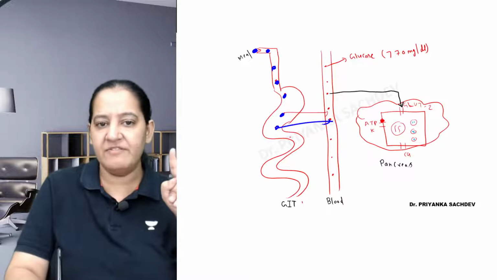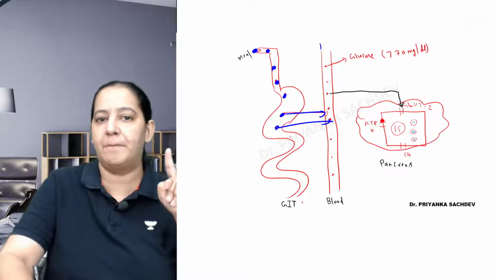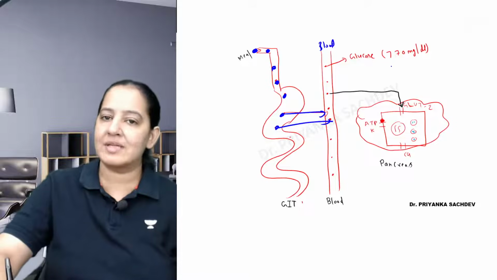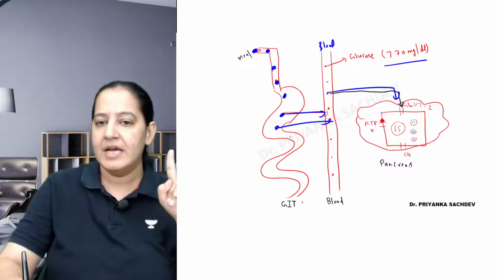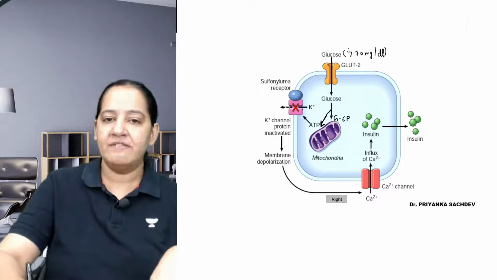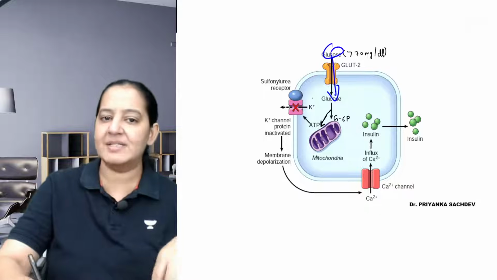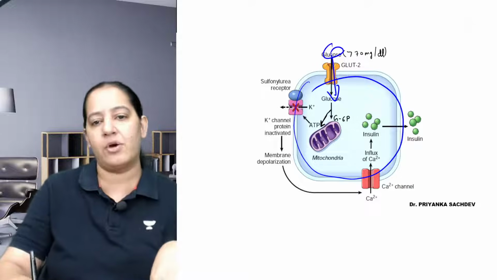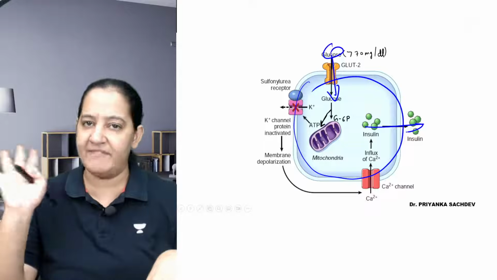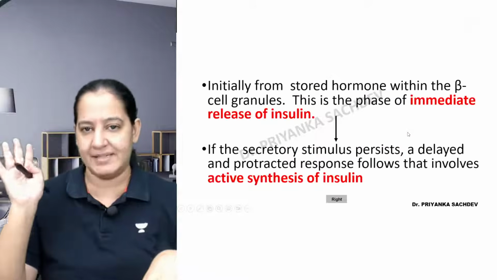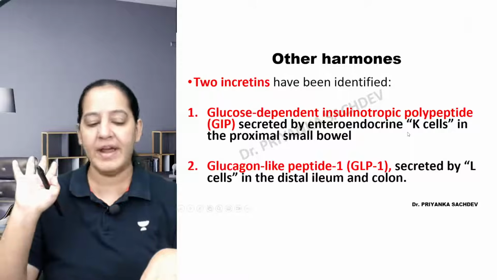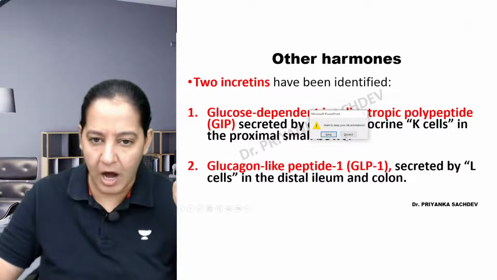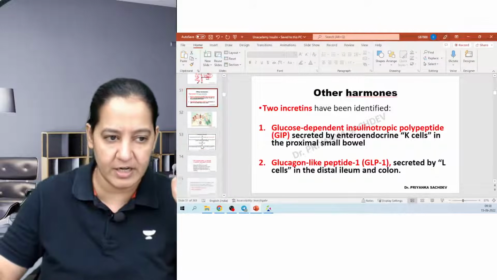From the intestine, when the glucose is absorbed and reaches the blood, and the blood glucose concentration is more than 70 milligram per deciliter, it goes to the beta cell of the pancreas. The glucose enters inside the beta cell and causes the release of insulin. I explained the complete mechanism yesterday. You were there in the last class. If you were not there, you must watch the recording. So this is how insulin is secreted in the human body.